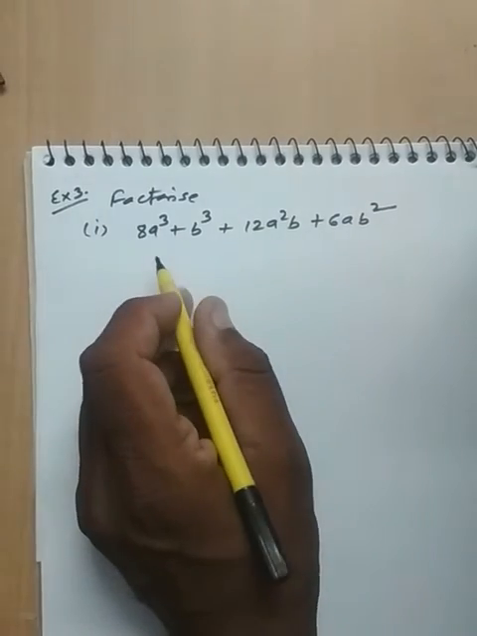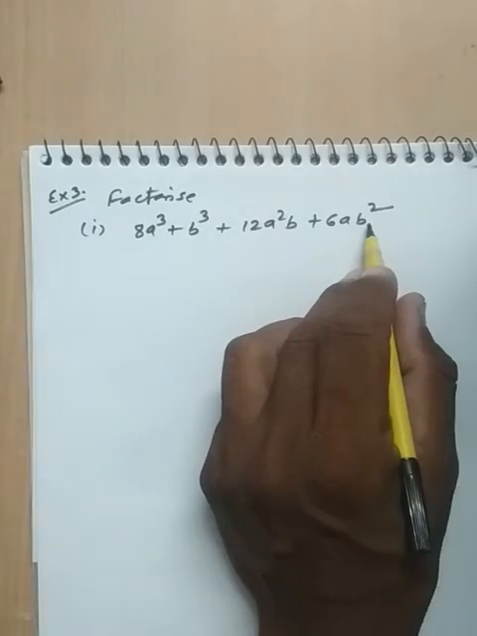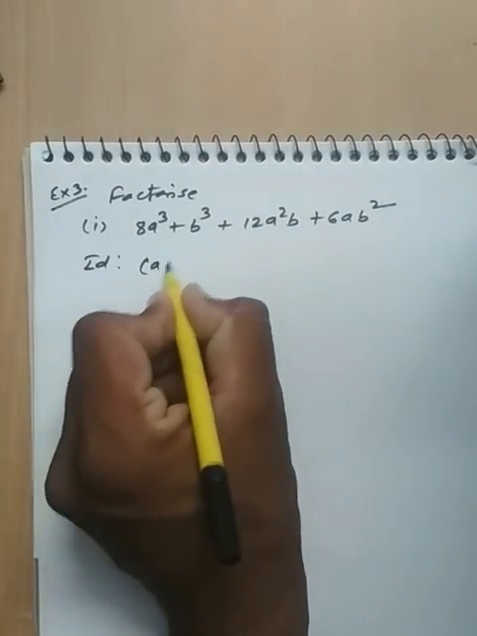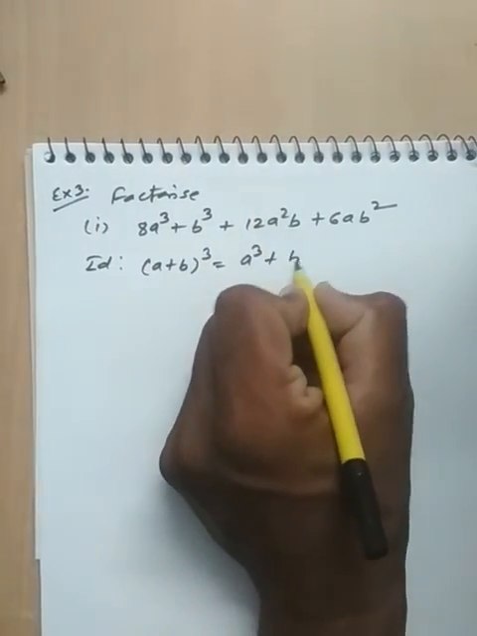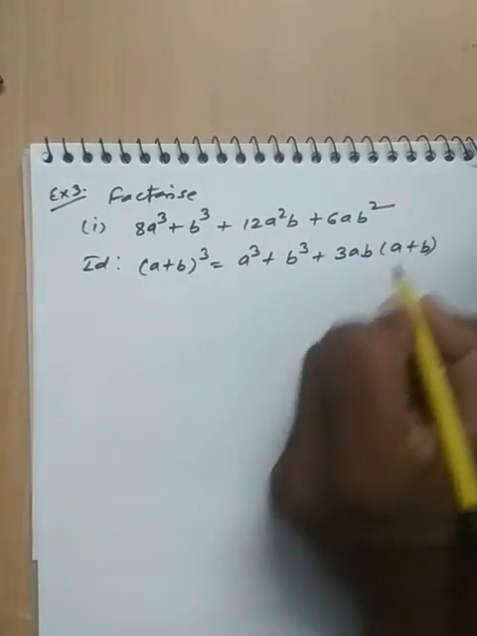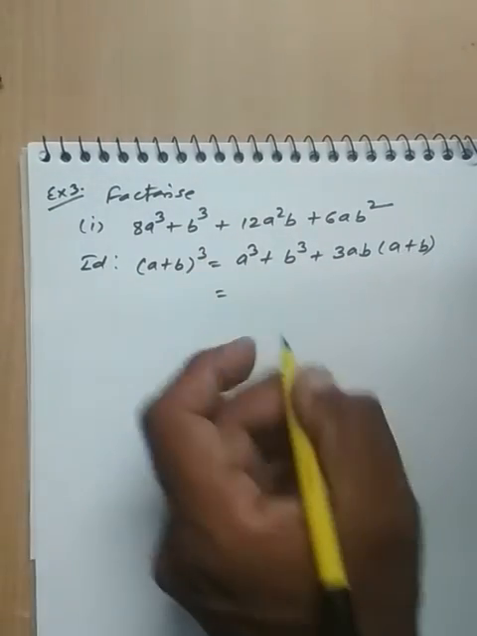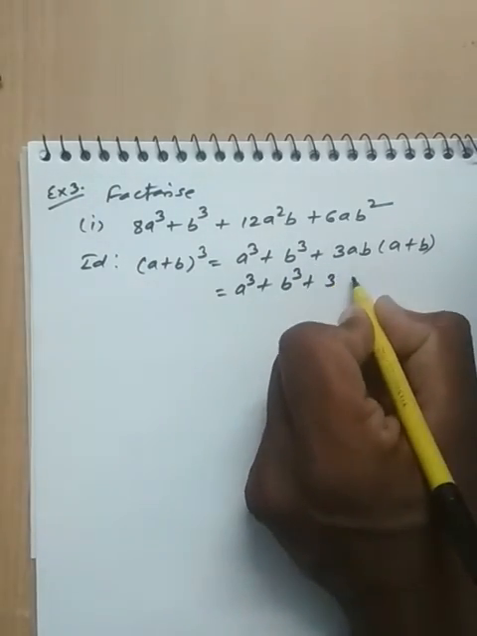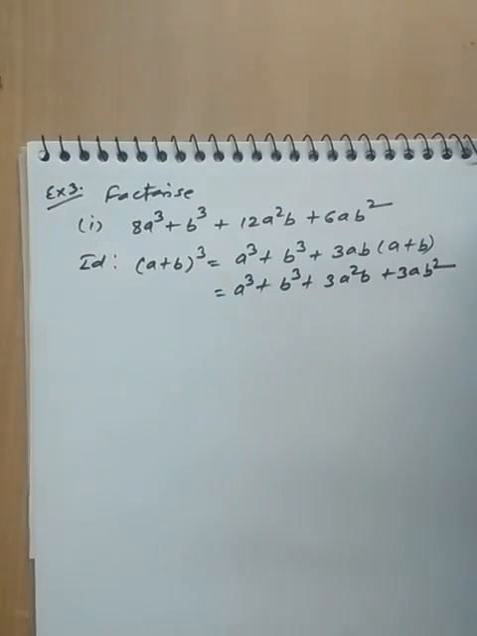Our next question is factorize 8a cube plus b cube plus 12a square b plus 6ab square. In this type of question, we are using the identity (a plus b) whole cube, and (a plus b) whole cube is a cube plus b cube plus 3ab(a plus b). But there are 4 terms, so we can multiply 3ab in the (a plus b), then a cube plus b cube plus 3a square b plus 3ab square.